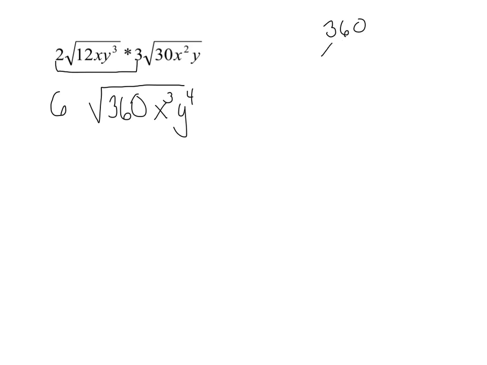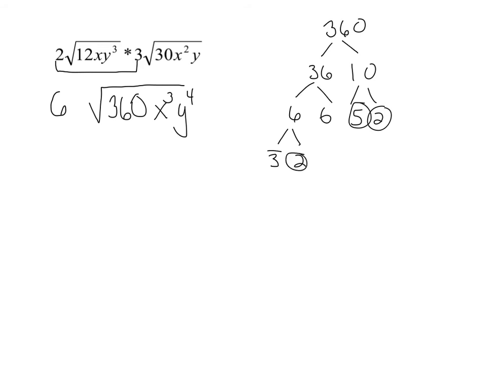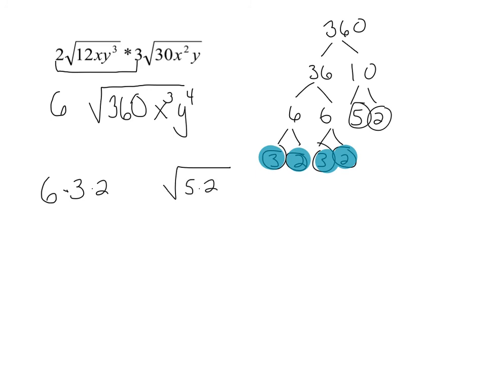So I'll start with 360. I know it's 36 and 10. This is 5 and 2, which are both prime. This is 6 and 6. 3 and 2. 3 and 2. So if I look at perfect groups, well, I have 2 2s, and I have 2 3s, and then I have an extra 2 and an extra 5. So numerically wise, I have the 6 that was already there. I take a group of 3 out, a group of 2 out, and inside I have the 5 and 2 still. And we'll simplify those numbers here in just a second.